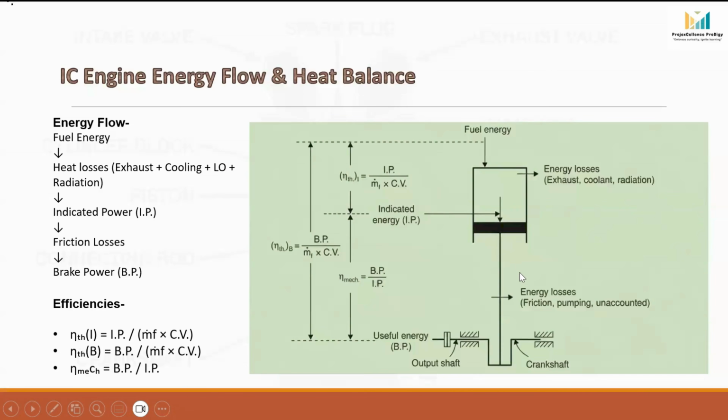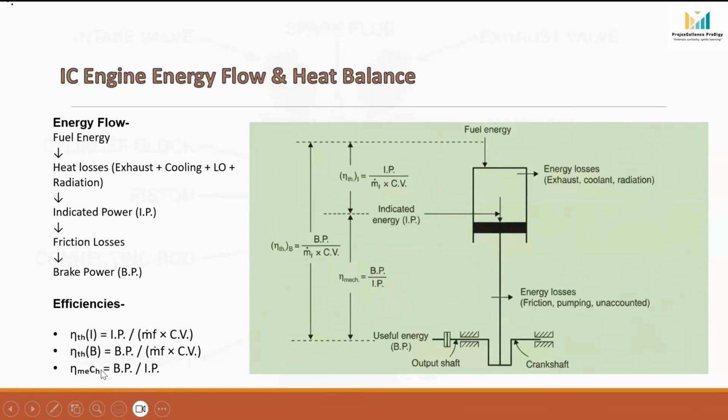Based on this energy flow, we define three important efficiencies. Indicated thermal efficiency. It tells us how efficiently fuel energy is converted into power inside the cylinder. So indicated thermal efficiency will be indicated power divided by mass of fuel into calorific value. Brake thermal efficiency. It tells us how much useful power we actually get at the shaft. And the formula of brake thermal efficiency is brake power divided by mass of fuel into calorific value.